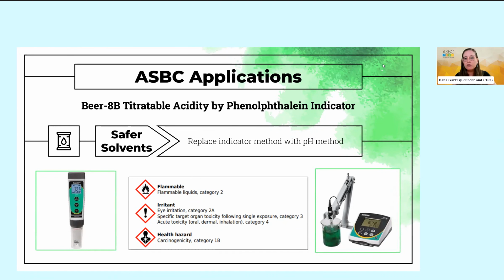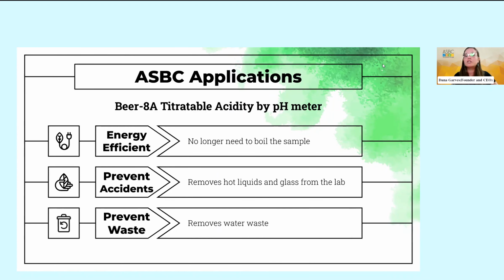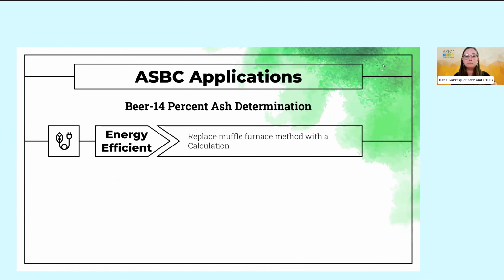And I know that 50 milliliters of water doesn't seem like we're preventing that much waste, but 50 milliliters of water in Jacksonville, Mississippi, or Flint, Michigan is a lot of water. So please consider switching over to pH meter for measuring your TAs.